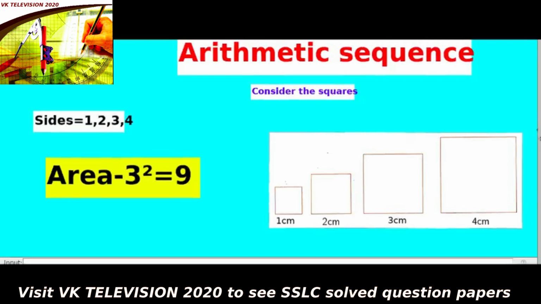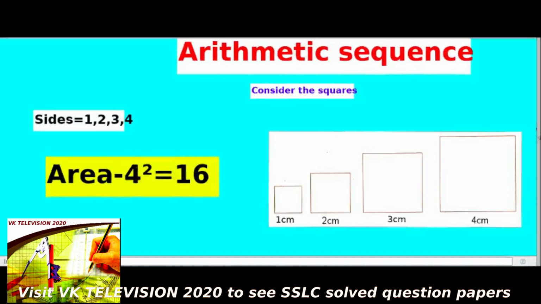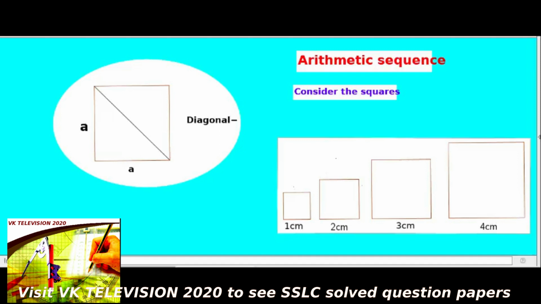What is the area of the last figure? Area is equal to 4 square is equal to 16. Okay. Now we have to find out the diagonal of each of the squares. First, we have to find out the diagonal of the first square.